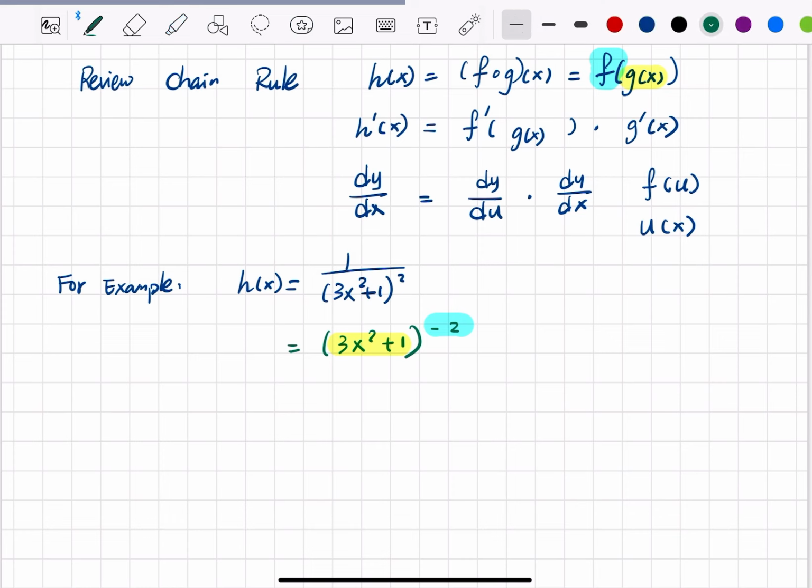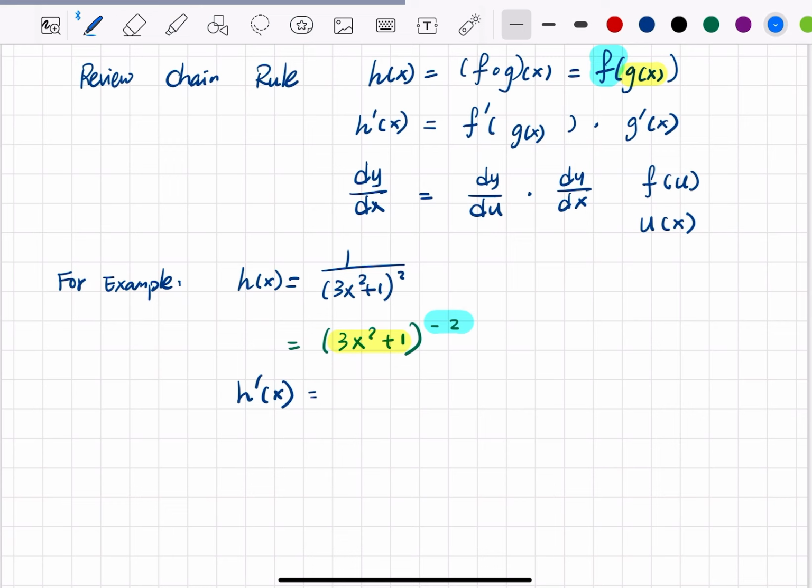So according to the chain rule, we are going to take the derivative of the outer one, which is the negative 2 power, which is negative 2 multiplied by something to the negative 2 minus 1. This is the power rule. We just need to fill in the inner function, so we didn't do anything for the inside. We just copied it. Then we are going to take the derivative of the inner function.